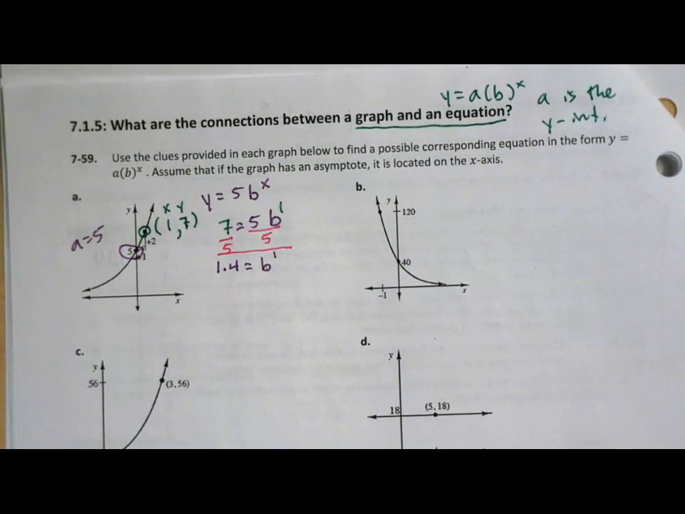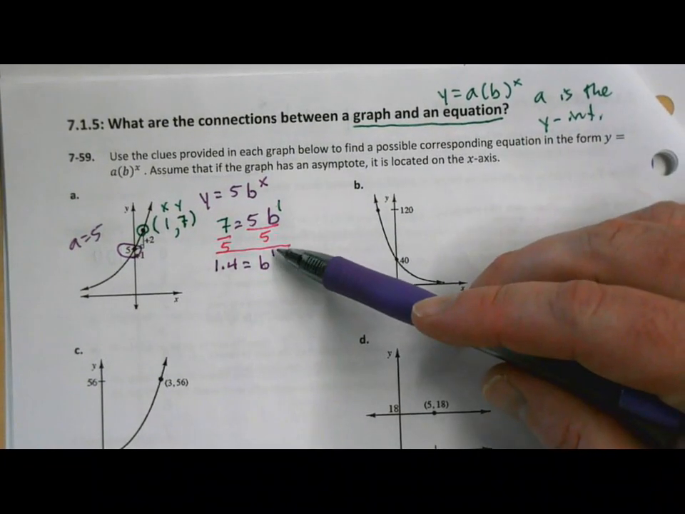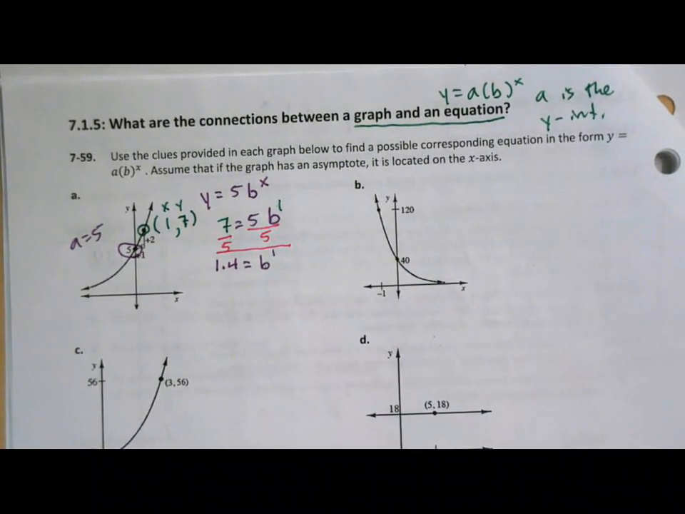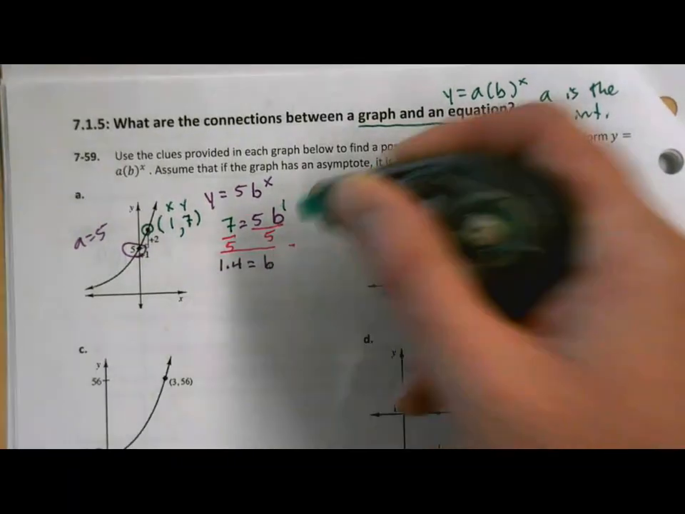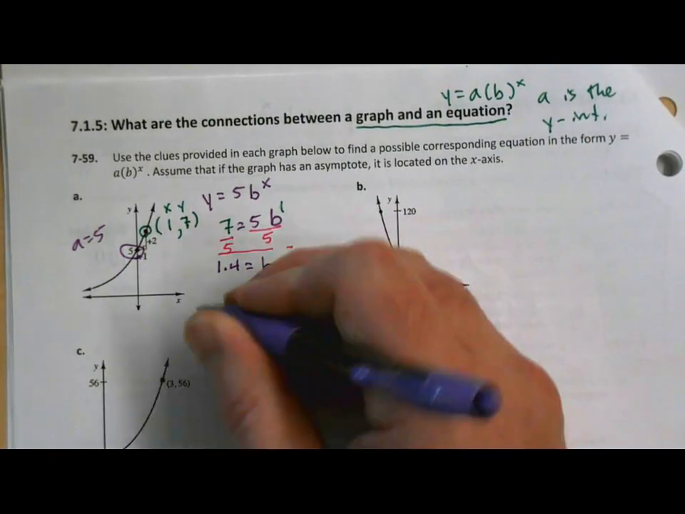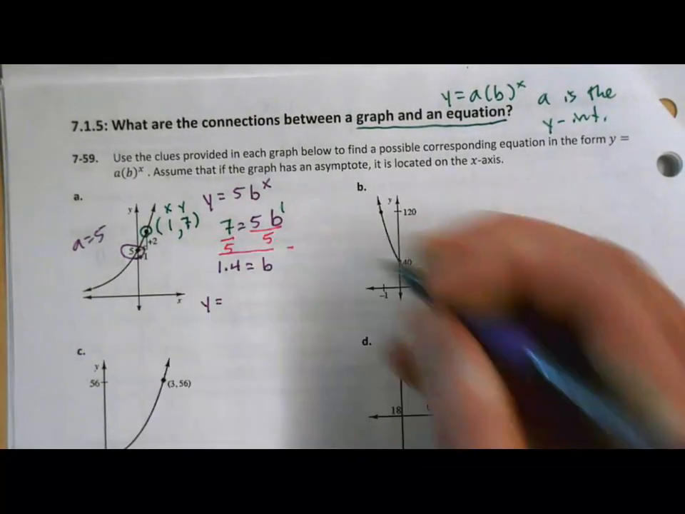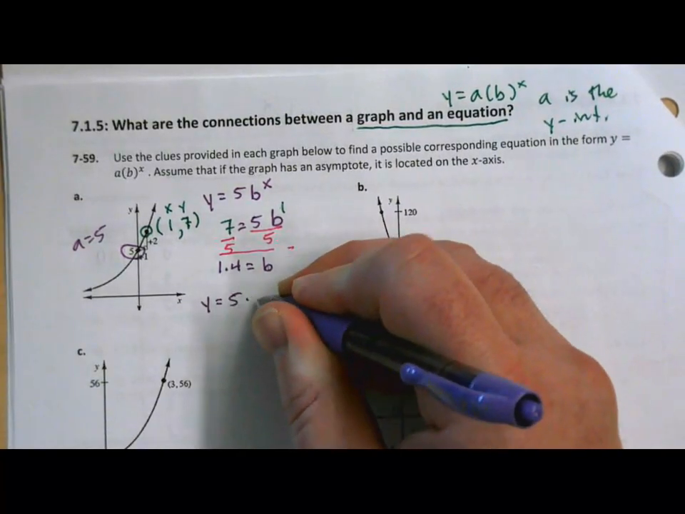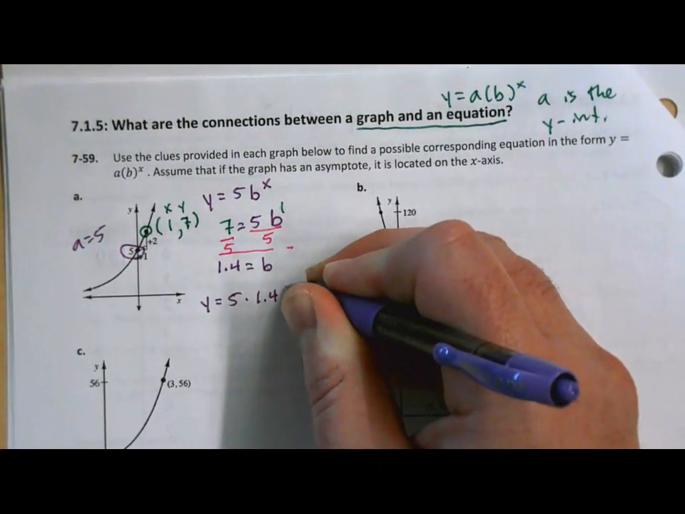Do we really need this exponent of 1 on here, though? An exponent of 1 doesn't really do anything. So if we erase that, I'd say we're solved. We know what b is. b is 1.4. So let's write our final equation. y equals 5 times 1.4 to the x power.